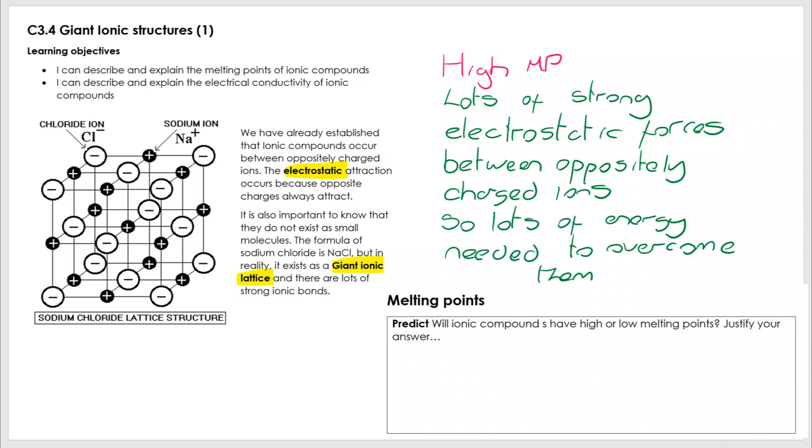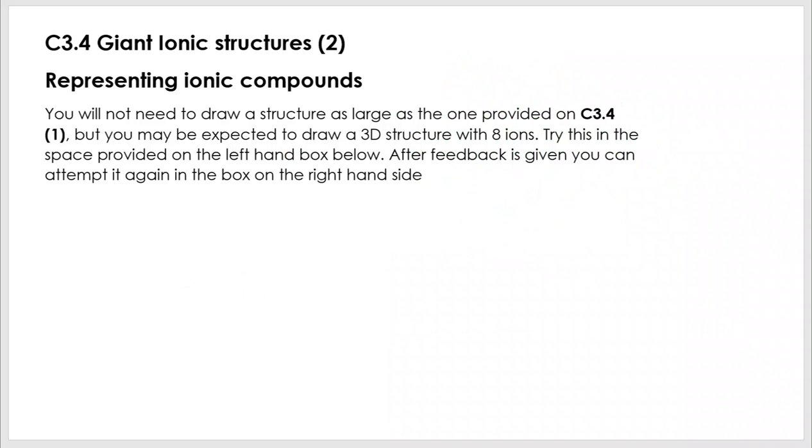Now in an exam, you might be expected to draw out an ionic lattice. And on here, it's giving you some guidance. So have a go and see how you do. And it does say here a 3D structure with 8 ions. You don't want to go any more detailed than that because it gets far harder to show what you need to know.